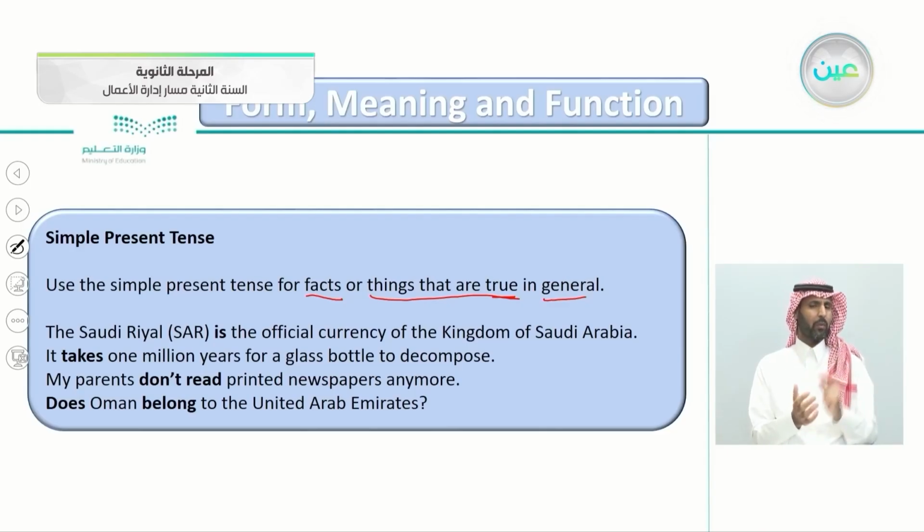Like here, for example, the Saudi riyal is the official currency of the Kingdom of Saudi Arabia. The Saudi riyal is, this is the present simple here, is the official currency of the Kingdom of Saudi Arabia. It takes 1 million years for a glass bottle to decompose. My parents don't read printed newspapers anymore. Does Oman belong to the United Arab Emirates? This is, of course, a question form.